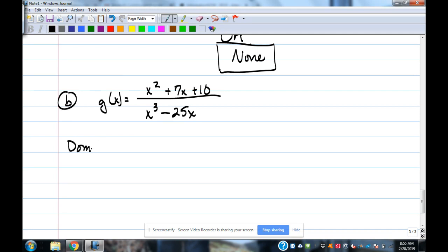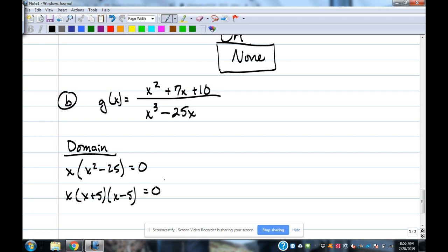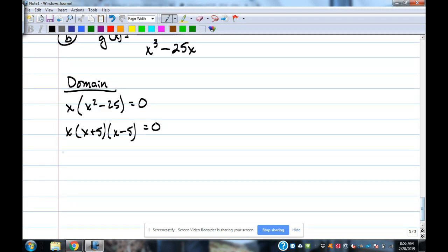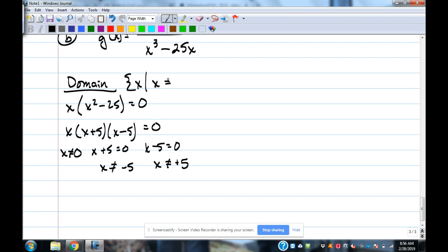So for the domain, what do we do? I got an x. What's that leave in the parentheses? And then that will factor as another difference of squares. So we have three factors in our denominator, which means we have three things that equal 0. So x equals 0, x plus 5 equals 0, x minus 5 equals 0. This tells us x can't be negative 5, and this tells us x can't be positive 5. So our domain is all x's as long as x does not equal plus or minus 5 and 0.